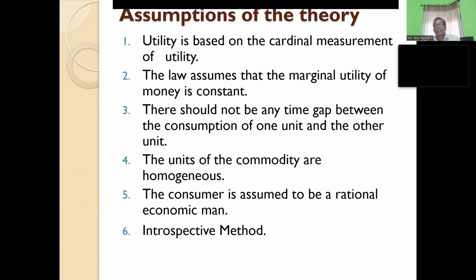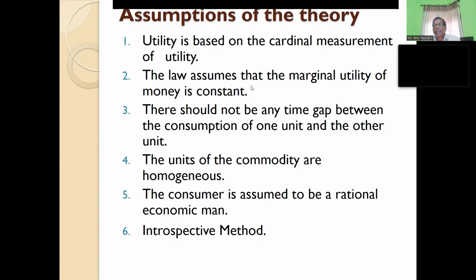Right? Then economists use a hypothetical measurement. They imagine that there is a utility: you take one commodity and get something that is 7 or 8 utils, like that. The measurement is the util, in hypothetical measurement. The law assumes that the marginal utility of money is constant.